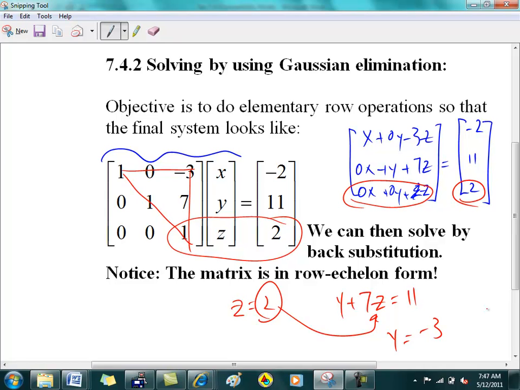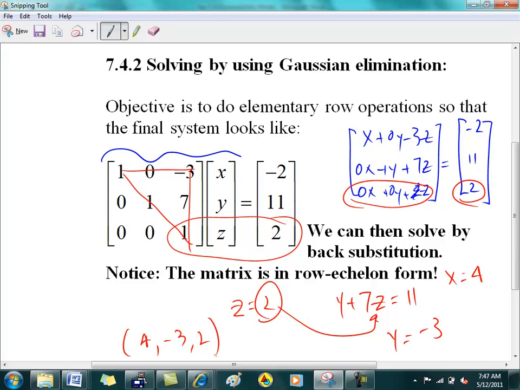Anybody? Sorry? 4? Let's see. z is 2, so x is 3 plus 3z, which is minus 6, so x equals 4. Is everybody with me on this? Yeah? So your answer should really be written as an XY pair, or triple rather. XYZ: 4, negative 3, 2. Okay, your answer should be written as an XYZ triple.